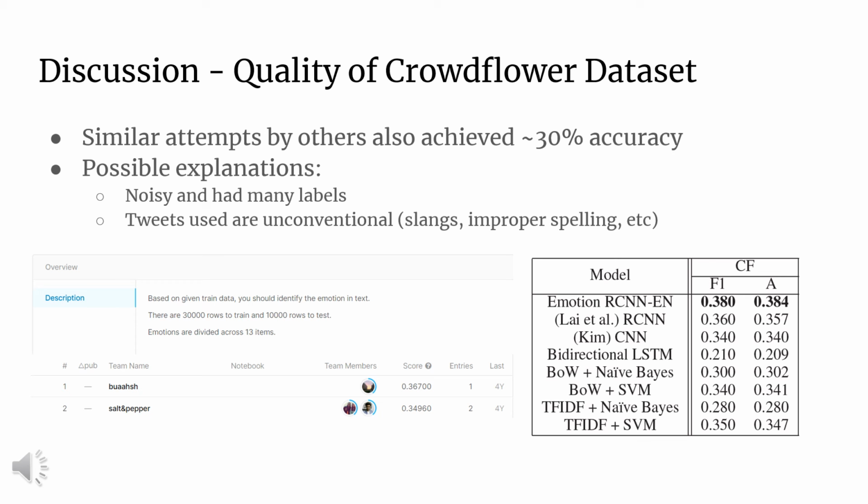Looking at the dataset quality, similar research done and Kaggle attempts on the Crowdflower dataset also achieve low accuracy of around 30%. Some explanations for this are as such. Firstly, the data is noisy and has more labels compared to other data used in text emotion recognition. Secondly, unconventional tweets such as slang and improper spelling might make it harder to capture the right emotions. Therefore, the Crowdflower data is determined to be of poor quality, making training on it challenging.